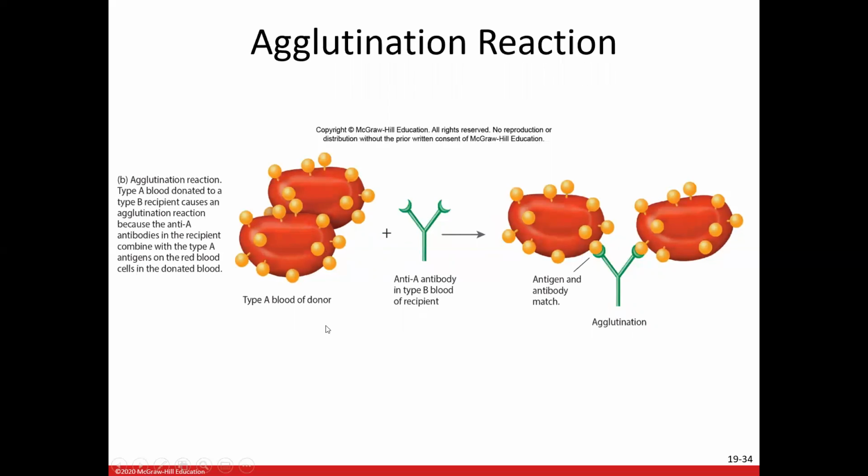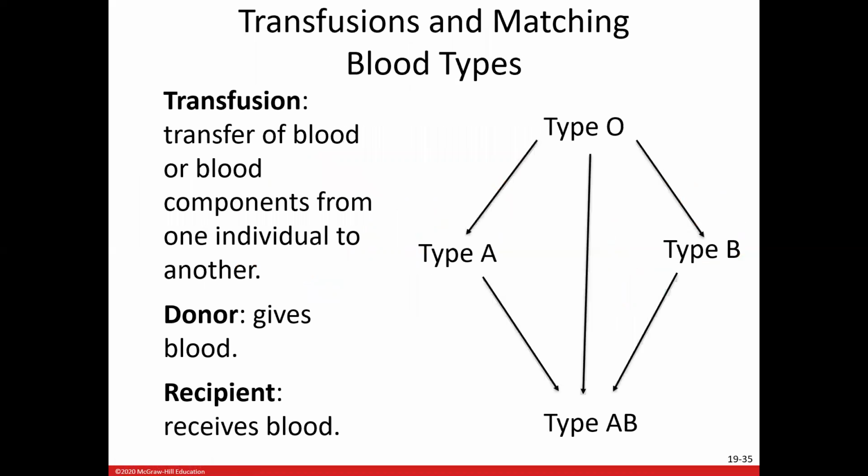But if we do have a match, we have type A blood here with the A antigen and the A antibody, we will have a match here with the antibody matching the antigen, and we'll thus have an agglutination reaction where there'll be clumping and hemolysis, or destroying of the red blood cells. So this matters with blood transfusion because we want to make sure that when a donor gives the blood to the recipient, that their blood types match, because if they don't match, you could actually get the patient very sick.